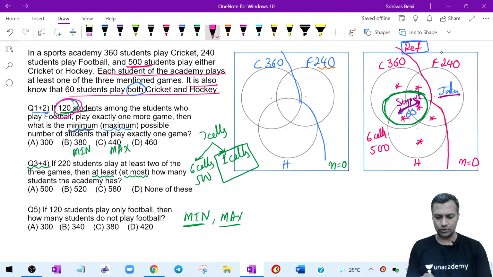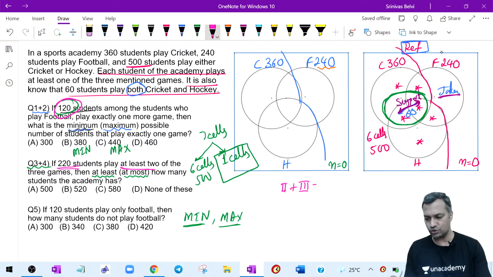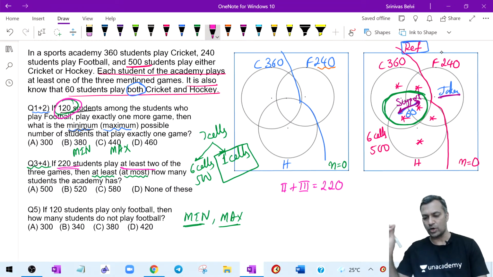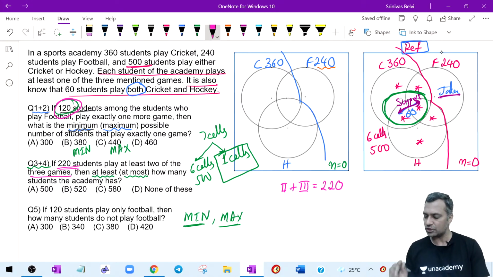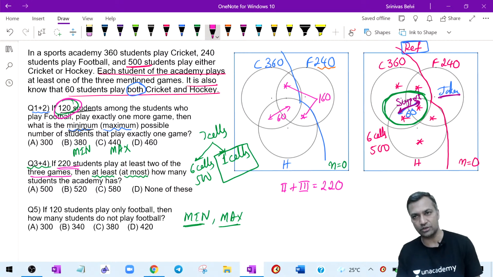All right, what is the author trying to say? 220 students play at least two games, which means what? The author is trying to say that region 2 plus region 3 together is 220. That's what he's trying to say. At least two of the three games. At least means region 2, people playing two games or three games, is 220. Fair enough. So out of which these two cells is 60. These two cells is 60, which means the remaining two cells is 160. Therefore, the remaining two cells should add up to 160. That is what the author is trying to say by using this.